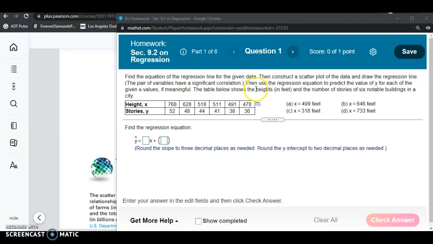And then it says use the regression equation to predict the value of y for each of the given xi's, if meaningful. And we'll talk about what that means, if meaningful. And the table below shows the heights in feet and the number of stories of 6 notable buildings in a city. So A, B, C, and D are the given xi's for which we were asked to make a prediction.